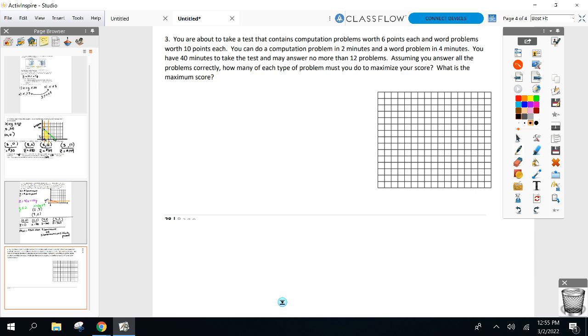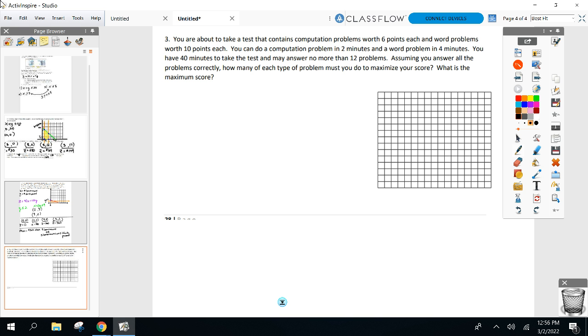Every computation, 6 points. Every word problem, 10 points each. But there's restrictions to the problems. It's going to take you 2 minutes for a computation problem, 4 for a word problem. You only have 40 minutes to take it, and you can't answer more than 12. So how many of each do you need to answer to obtain the max score with these restrictions?